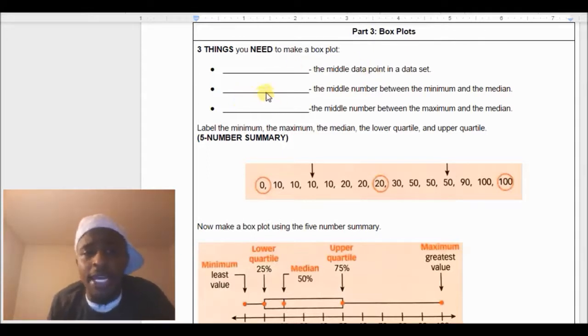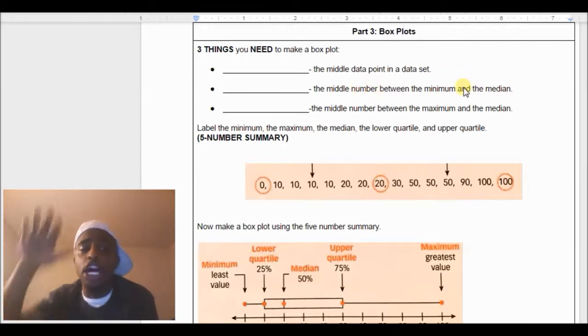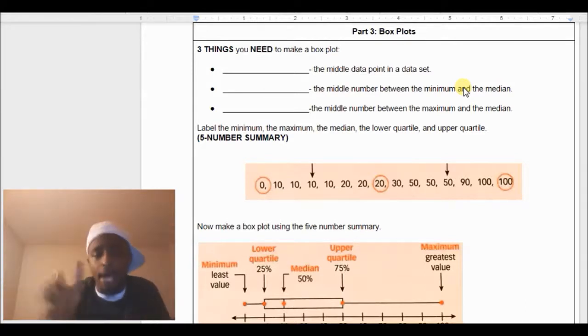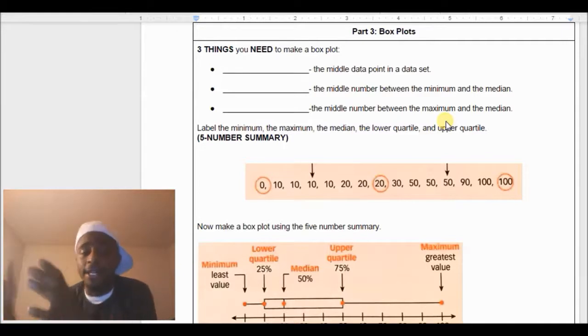And the second word, the middle number between the minimum and the median, we call that the lower quartile. So it's the median of the bottom half. And the third definition is the middle number between the maximum and the median. We call that the upper quartile. And it is the median of the top half of our data points.